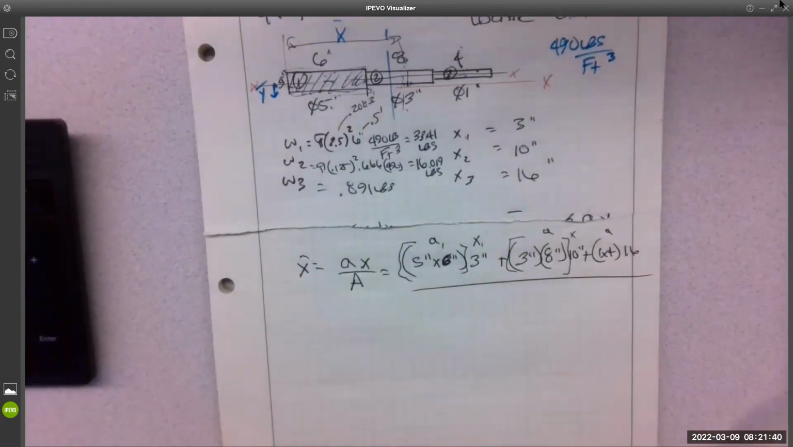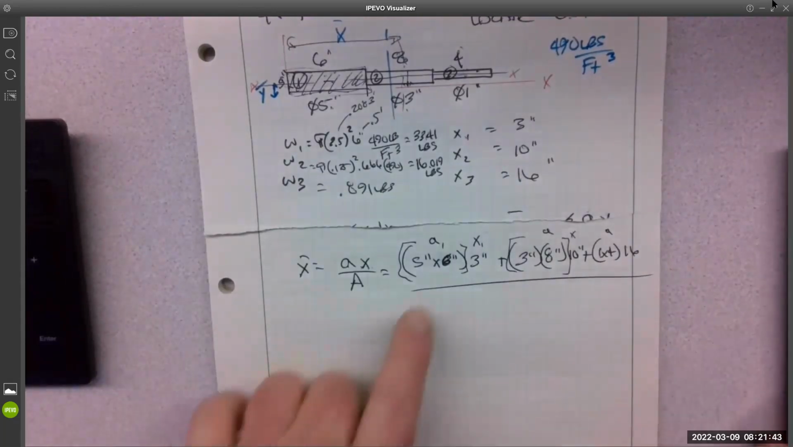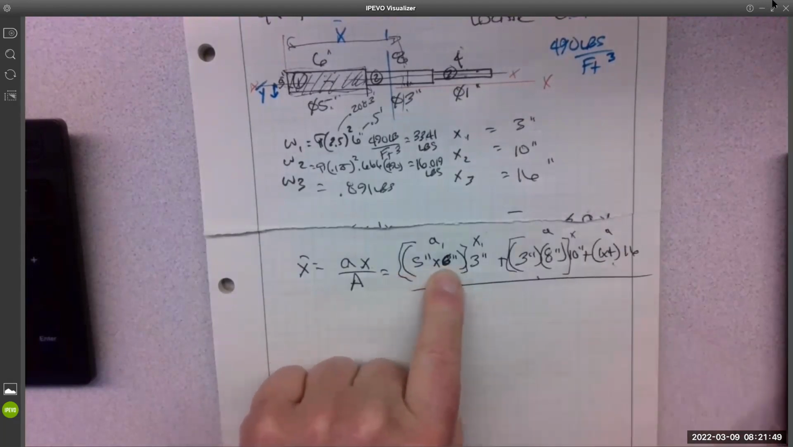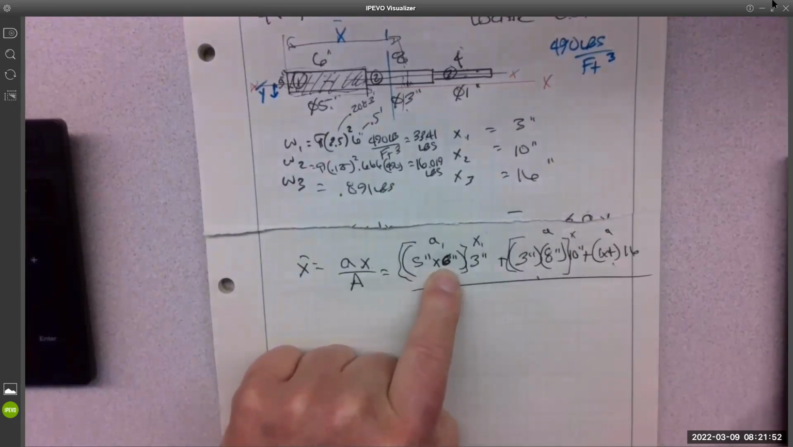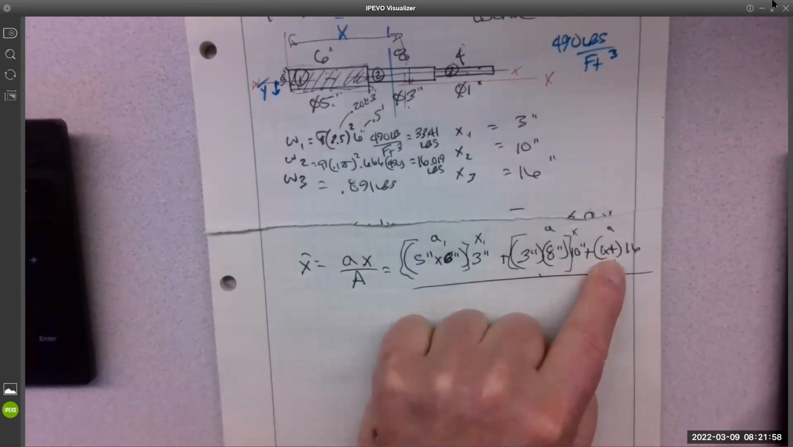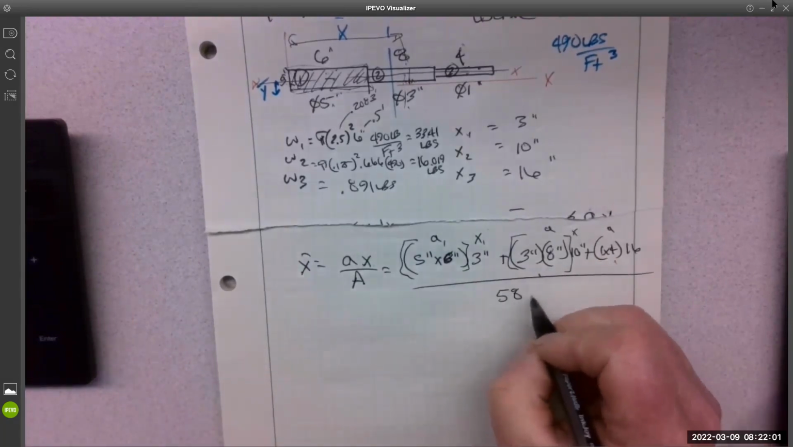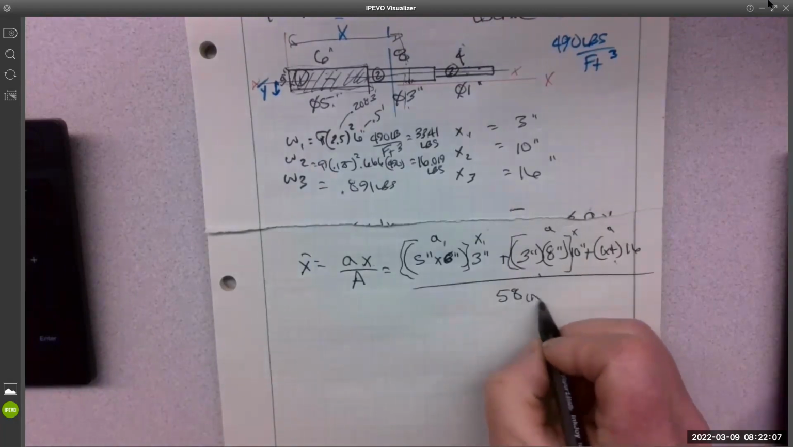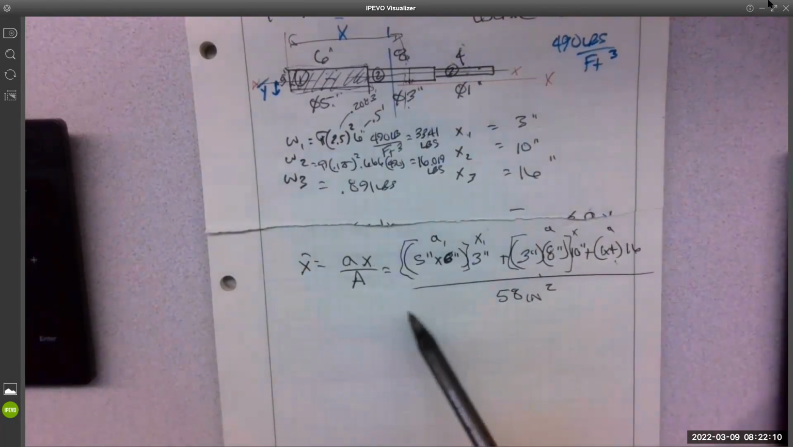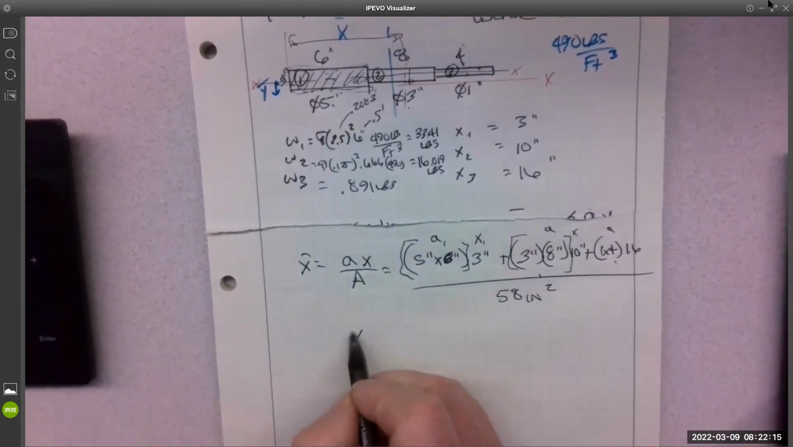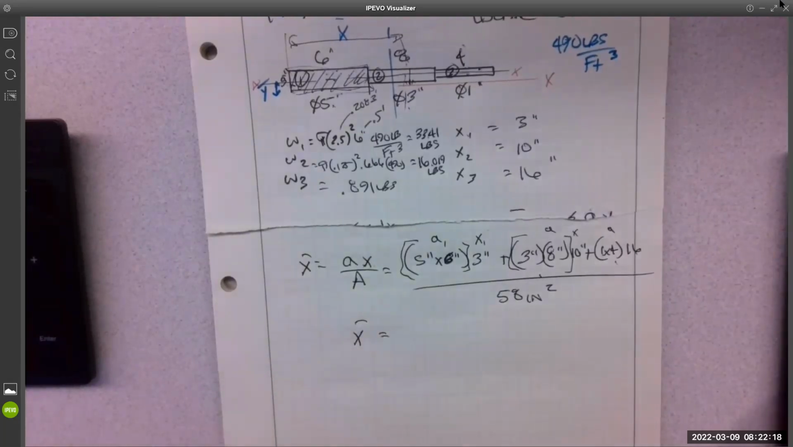All of that over the total area. So area, area, and area. So 5 times 6 is 30. 3 times 8 is 24. And 1 times 4 is 4. So that's 58. And that is inches squared. So these are all inches to the third. This is inches squared. It's going to leave me with inches. Whew. I mucked that up the first time.